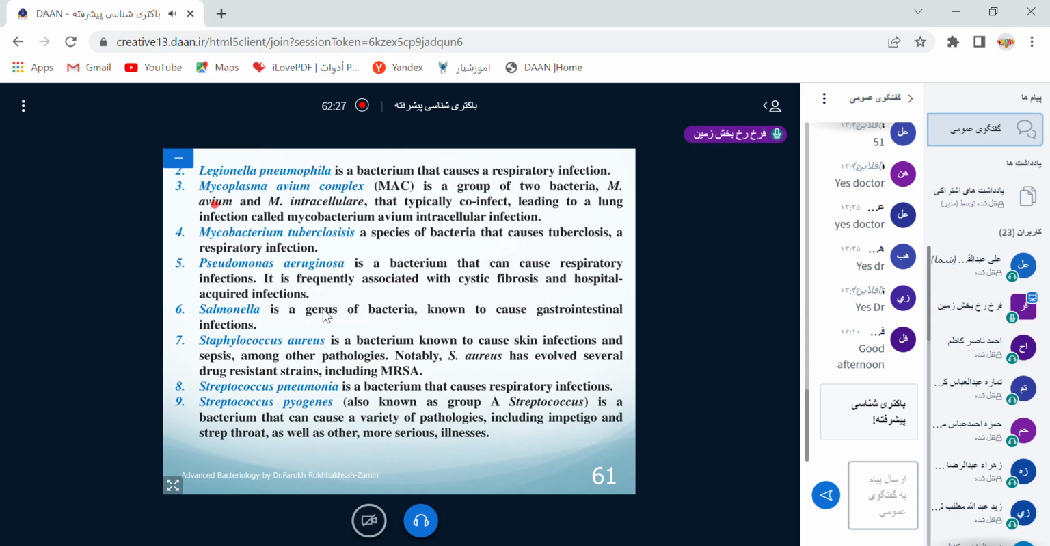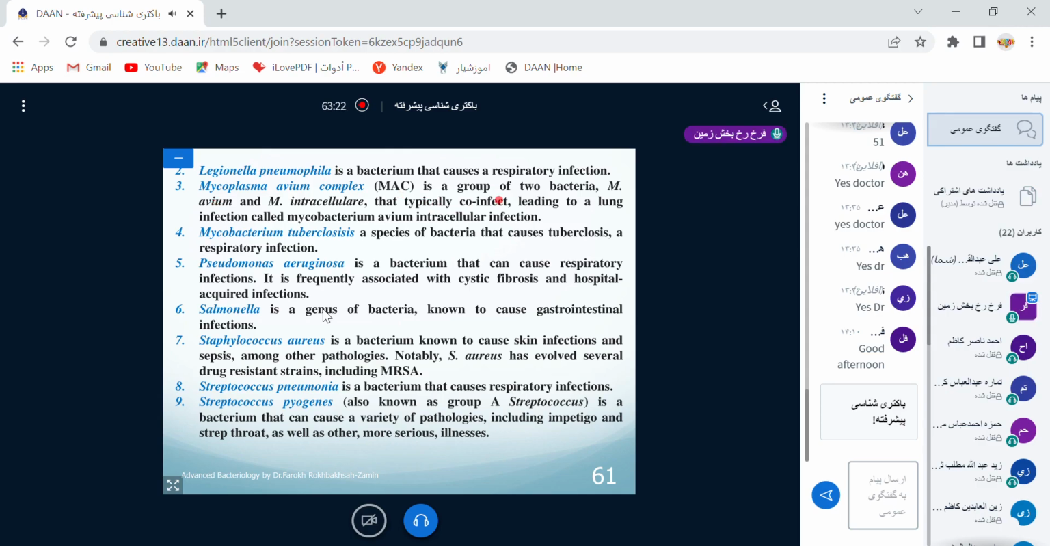Another example is Mycoplasma avium complex. You know, we have one bacterium with the name Mycoplasma, which has a great difference from other bacteria, because all known bacteria have a cell wall, and mostly their cell walls are composed of peptidoglycan, but Mycoplasma doesn't have any cell wall. So we are talking about the Mycoplasma avium complex, MAC.